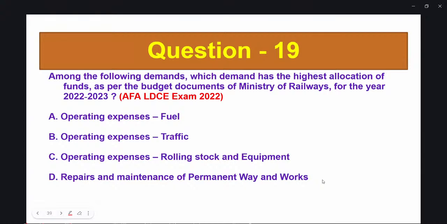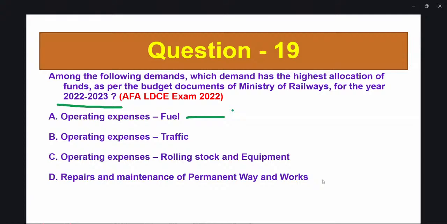Next. Among the following demands, which demand has the highest allocation of funds as per budget documents for the year 2022-23? This is AFA 22. Yes. Yeah, please stop. Normally, this is the demand number 10.